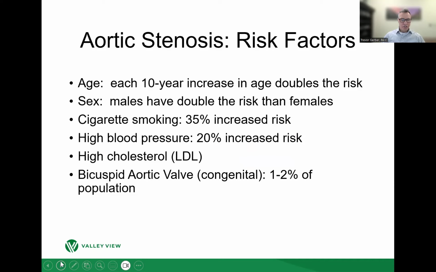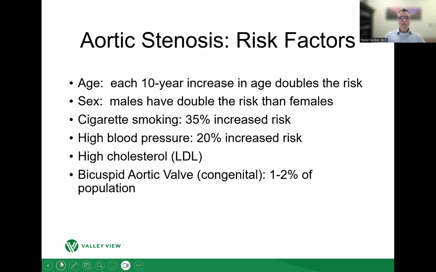So what are some risk factors for developing aortic stenosis? Well, again, this is typically caused by a degeneration of the valve itself that occurs over decades. Risk factors for degenerative aortic valve disease are similar to what we see associated with arteriosclerosis, or disease in our arteries. These include age. With each 10-year increase in age, the risk for developing aortic valve stenosis doubles. Males have a twofold increased risk of aortic valve stenosis compared to females.